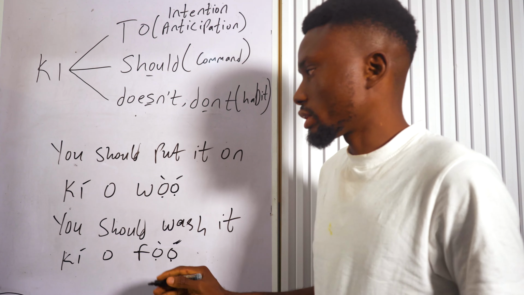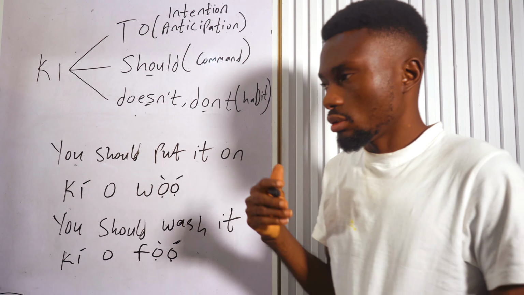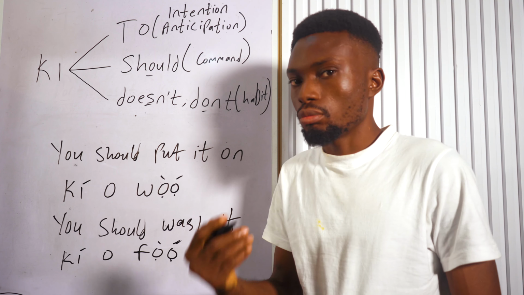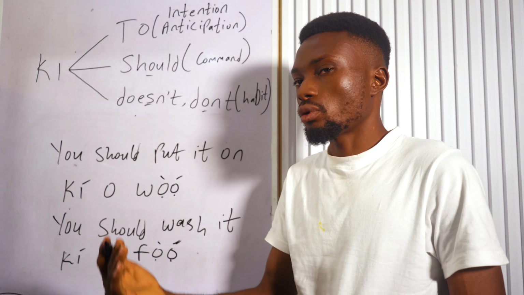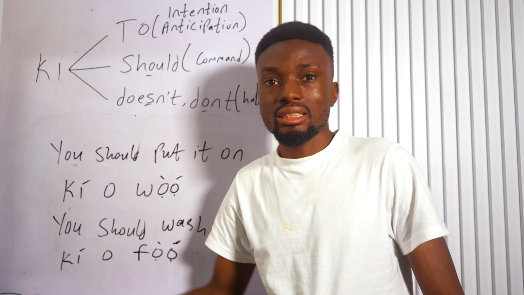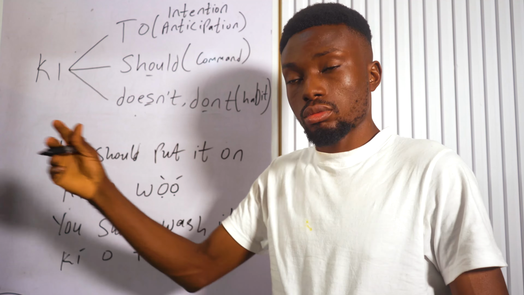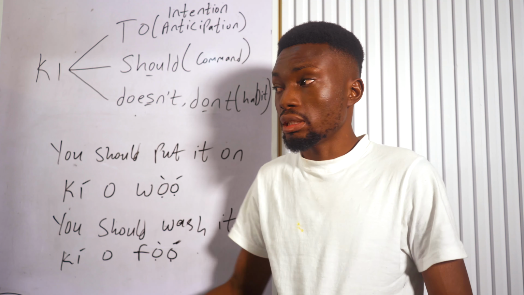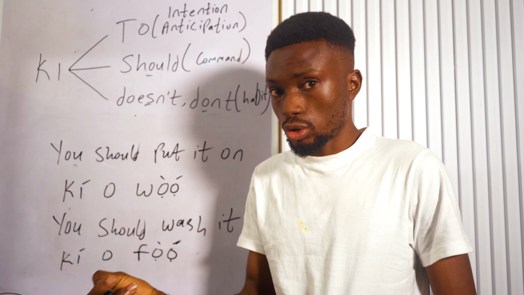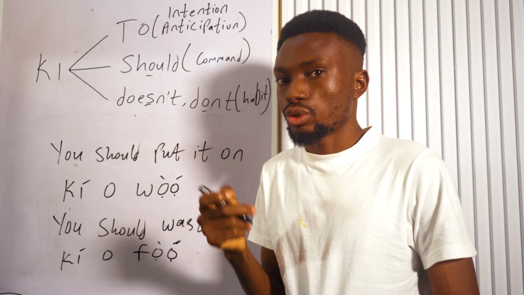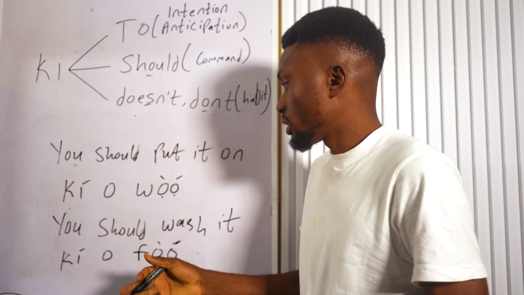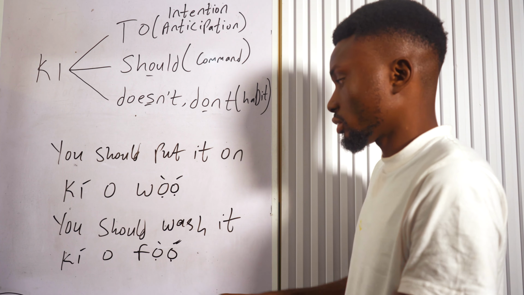Kí o fọ̀. When you say kí o fọ̀, like mò ń jáde, kí o fọ̀, I'm going out, you should wash it. Mò ń jáde, kí o fọ̀ abọ́. Most of this should is giving command to maybe your child or your maid. An African mother will say, I'm going out. You should wash the plate. Mò ń jáde, kí o fọ̀ abọ́. Kí o fọ̀ is you should wash it.